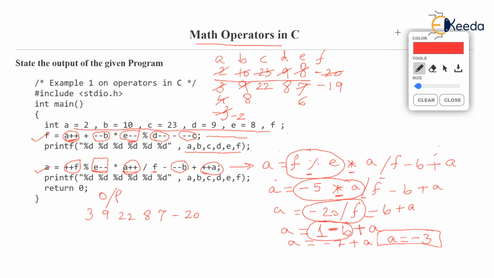Fine. So these are the final values, and finally we are printing all 6 values. So the output will be minus 2, 8, 22, 8 again, D is 8, E is 6, and F has become minus 19. This is the output of the given program.